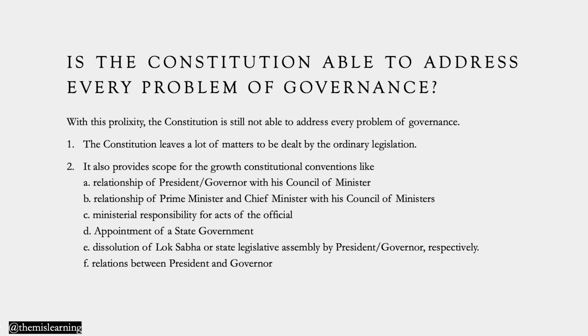What would be the relationship of the prime minister and the chief minister with the council of ministers? What is the concept of ministerial responsibility for the acts of the official? How would a state government be appointed? How would the Lok Sabha or the state legislative assembly be dissolved by the president or the governor, as the case may be? And what would be the relations between the president and the governor? These are certain areas which are not really enumerated or not really clearly given under the constitution. However, over the course of time, we have seen the growth of constitutional conventions dealing with these matters.